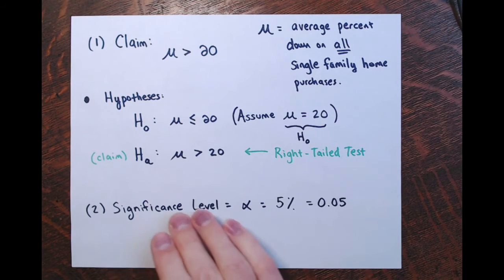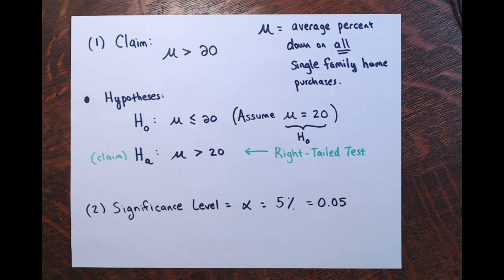Now, if the significance level is not mentioned, just assume 5%. That's usually a pretty good significance level for most tests.